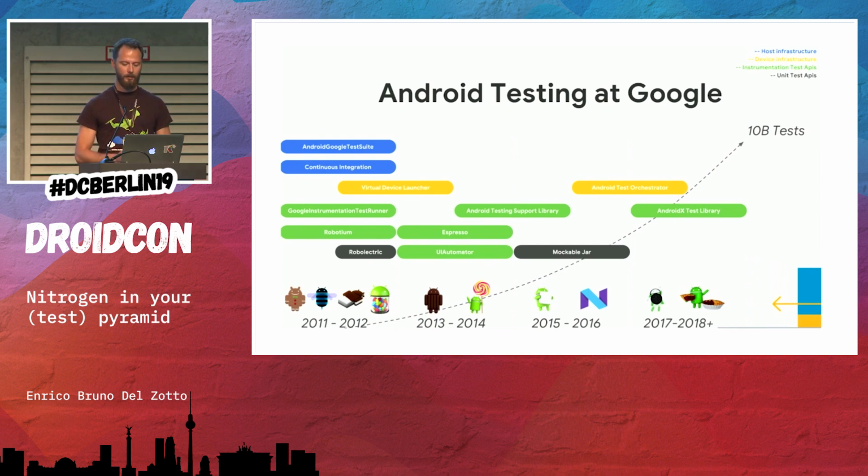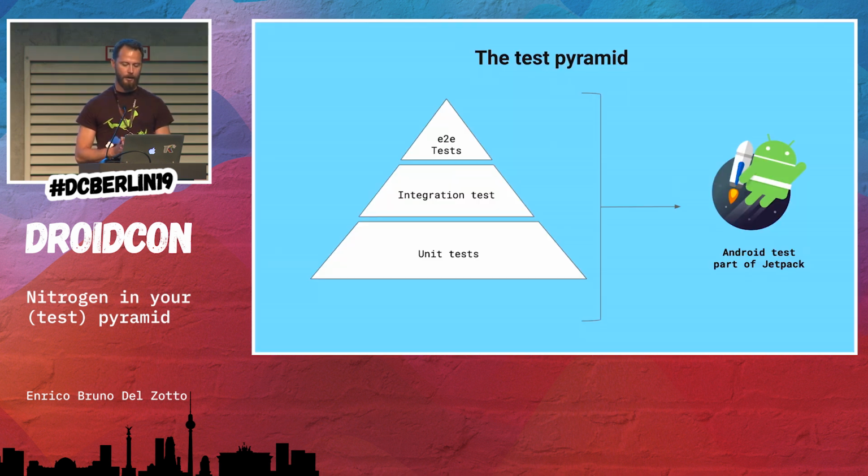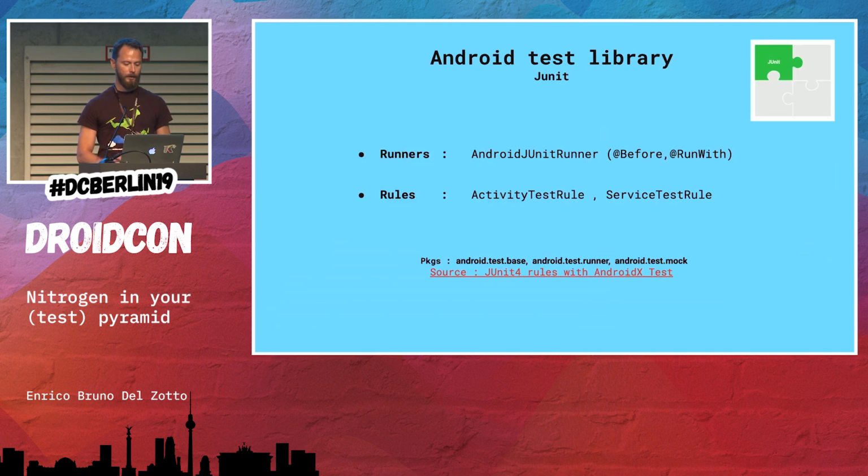So they delivered in 2011 the Android test library. The Android test library is trying to unify tests within different levels of the test pyramid. It is composed of more or less four parts. First we can find JUnit, in which we can find the runner, which we normally use in our unit tests, normally also with the rules, in which we can find the ActivityTestRule and the service-test-rule.